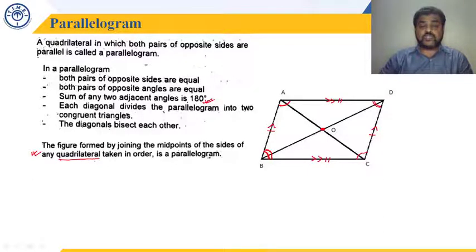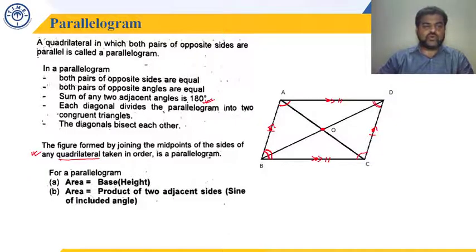So since this property is true for any quadrilateral, it will be true for parallelogram also, square also, rectangle also, trapezium also, all the quadrilaterals. So we can safely say that in case of parallelogram ABCD, if I join the midpoints of all these four sides, then we will get another parallelogram, and that new parallelogram which is formed will have its area half of the area of the original parallelogram. Fine. Okay.